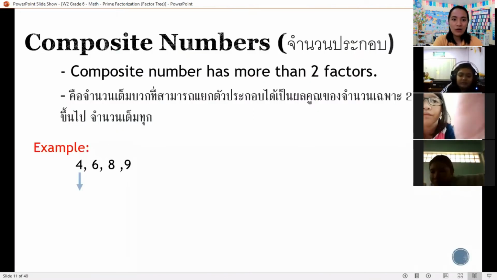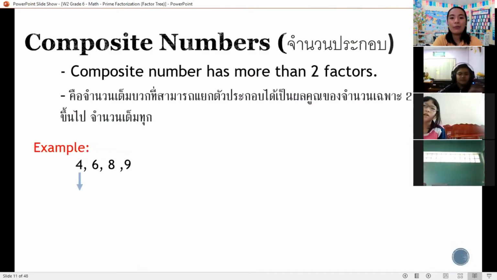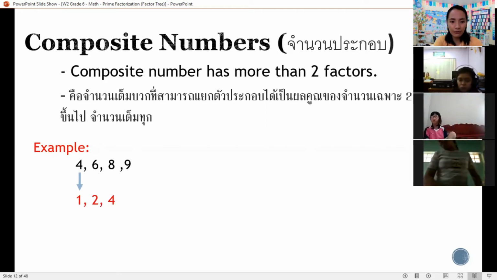Next, composite number. If prime numbers have only 2 factors, composite numbers have more than 2. If we say more than 2, we have 2, 3, 4, or 5, and so on. Do you understand? So please remember prime numbers and composite numbers. Now, for example, we have 4, 6, 8, 9. The factors of 4 are 1, 2, and 4. How about the factors of 6? Who can give me the answer?